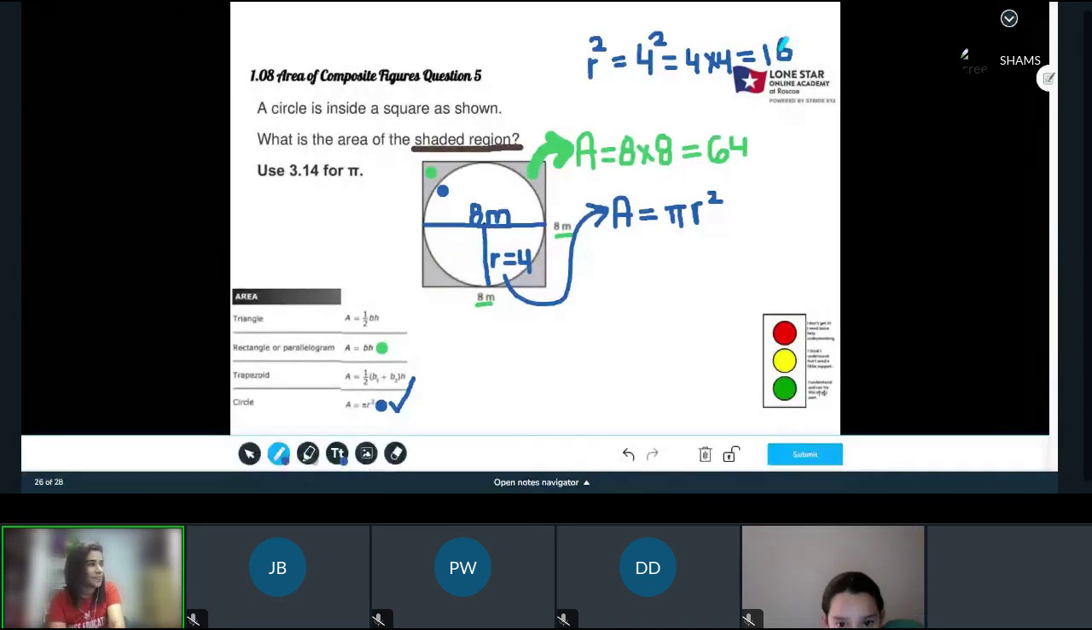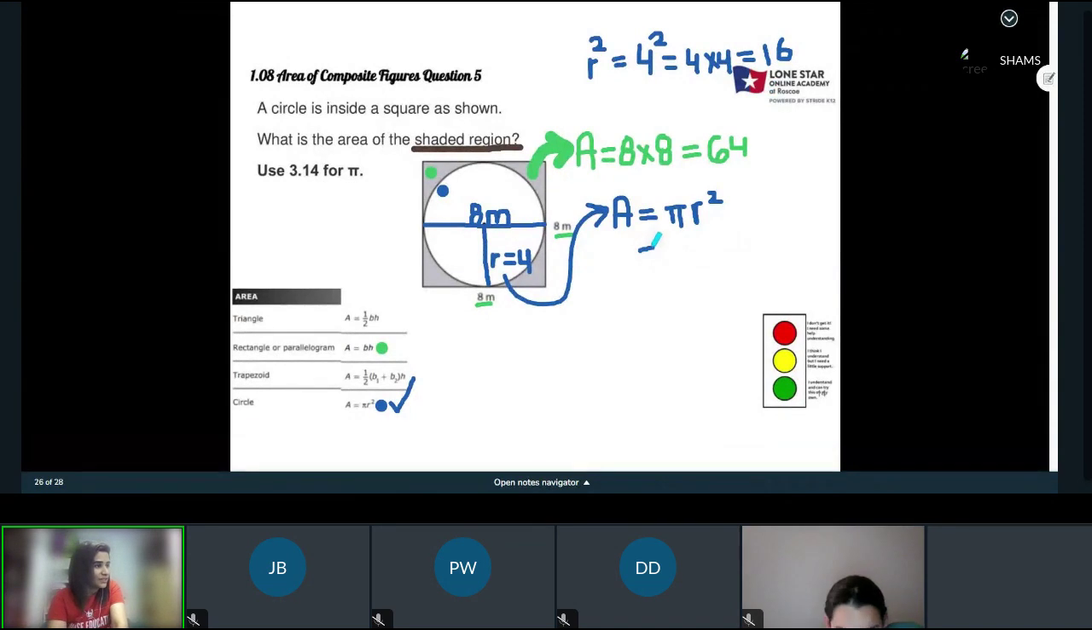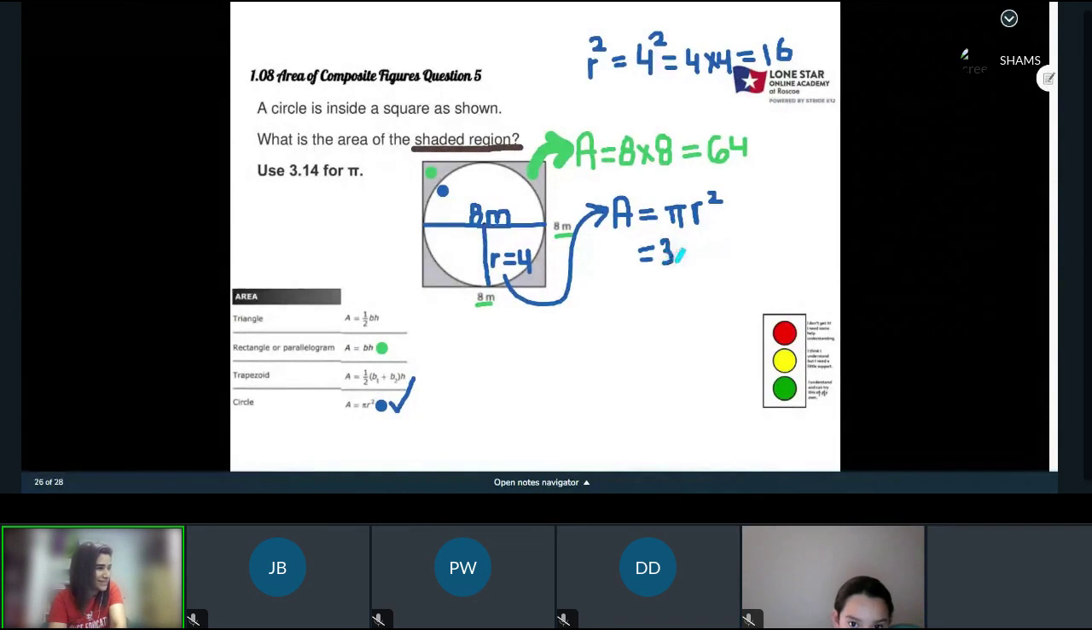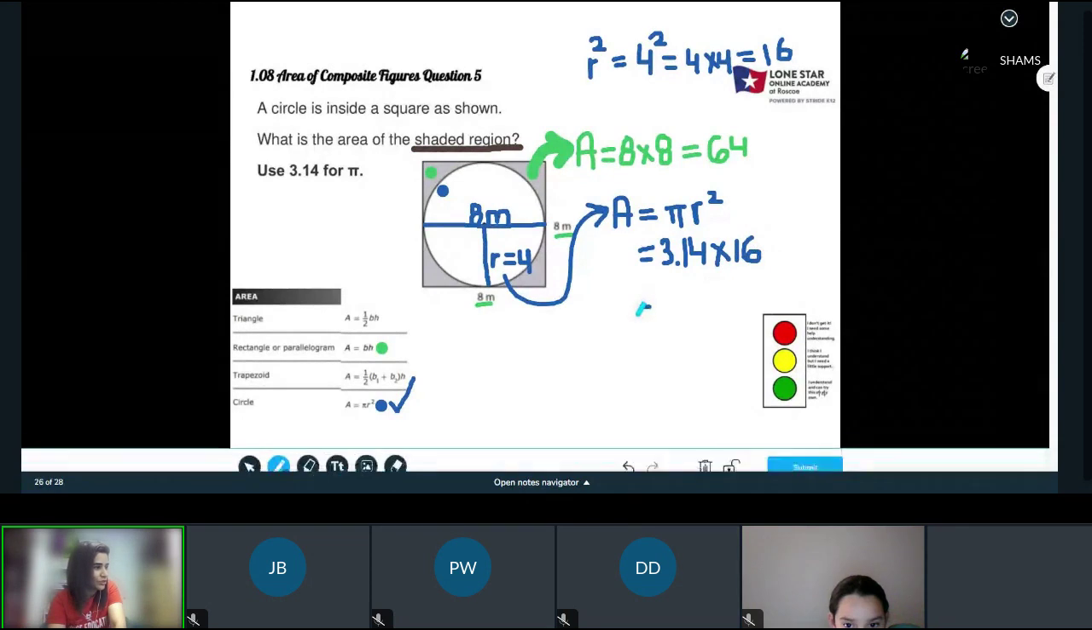Very good, Ava. So, to find area of the circle, I still need the pi. Pi is 3.14. Radius squared is 16. If you multiply the two, you get area of the circle. When I do the calculations, I get area of the circle as 50.24.